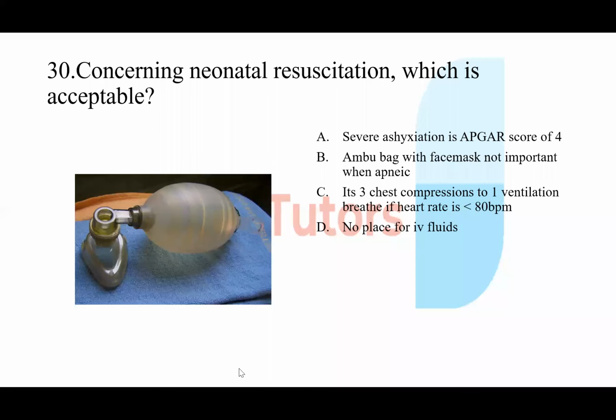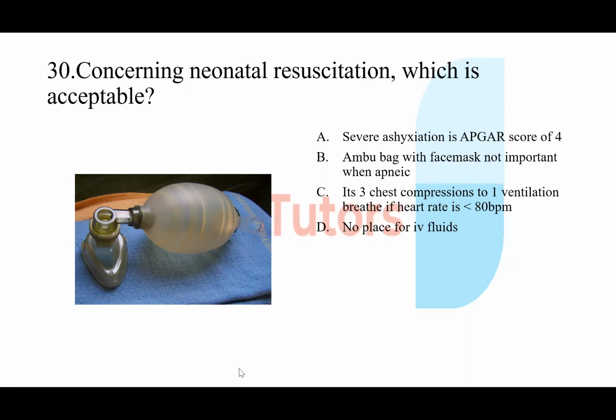Concerning neonatal resuscitation, which is acceptable? Severe asphyxia is an APGAR score of 4. Ambu bag with face mask, not important when apneic. 3 chest compressions to 1 ventilation. If heart rate is less than 80 beats per minute, no place for IV fluid. So, telling us about neonatal resuscitation, severe asphyxia is an APGAR score of 3 and below. So, it's not 4, it's 3 and below.